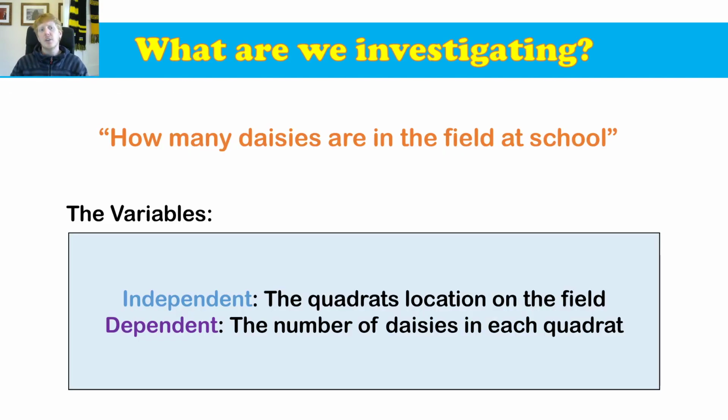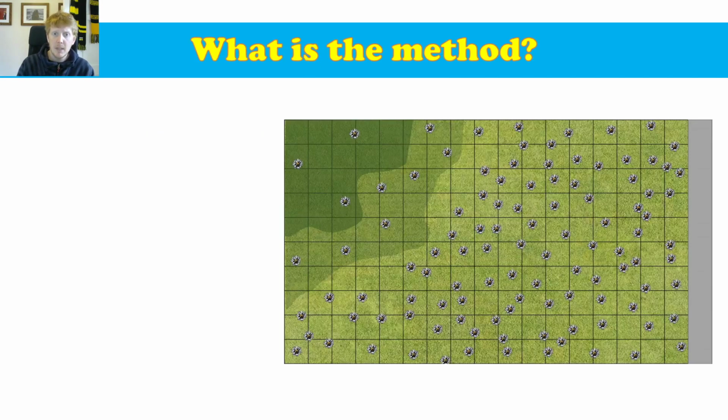So the first question we're going to ask today is how many daisies are in the field at school? The independent variable, the one we change, is the quadrat's location on the field. The dependent variable, the one we measure, is the number of daisies in each quadrat. So how do we do it?